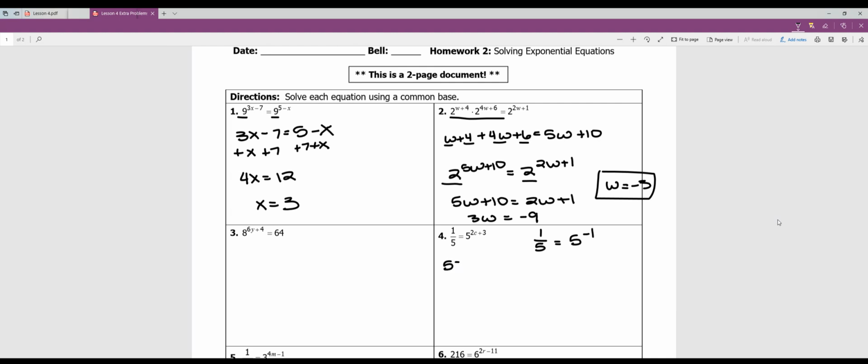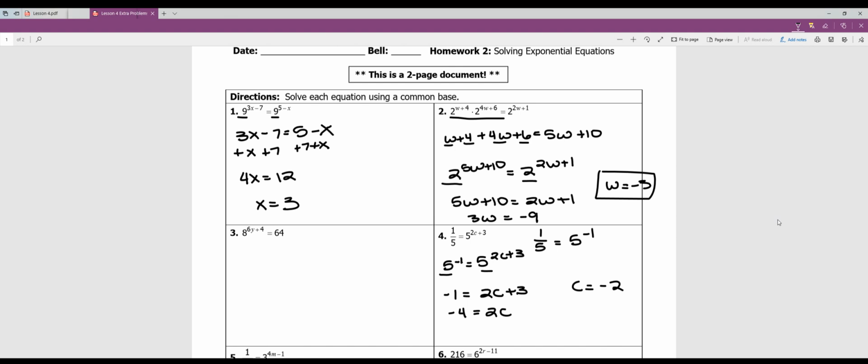So I can say 5 to the minus 1 power is equal to 5 to the 2c plus 3 power. And I now have a like base, so I set my exponents equal to each other. And I'm going to use algebra to solve, and I find that c is equal to -2.